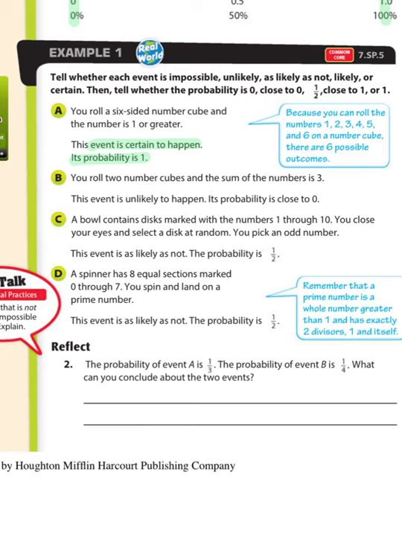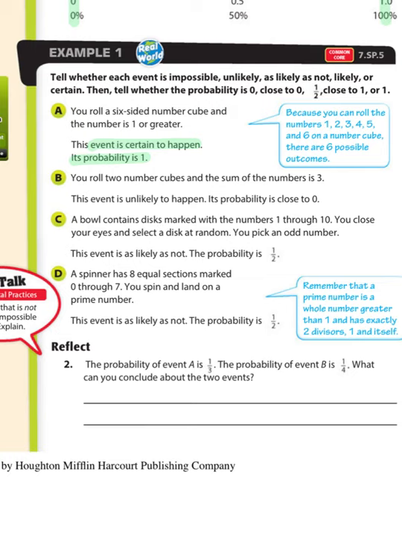Okay, B, you roll 2 number cubes, and the sum of the numbers is 3. This event is unlikely because if you're rolling 2 different cubes, one would have to be a 1 and the other would have to be a 2. So the chances that you get a 1 on one and a 2 on the other is not very likely. This probability is close to 0. It's possible, it's not 0%. It's possible, but it's close to 0.